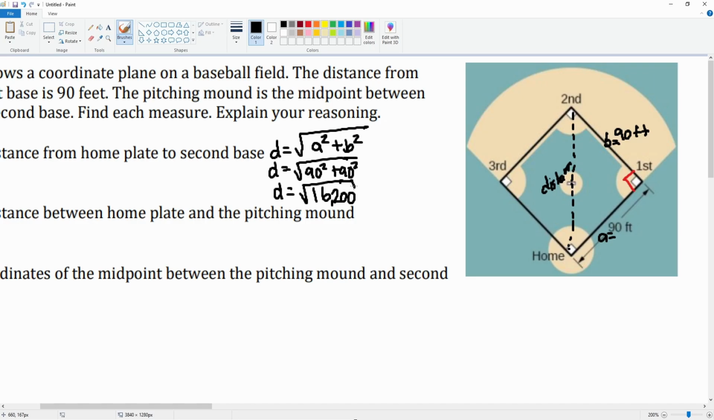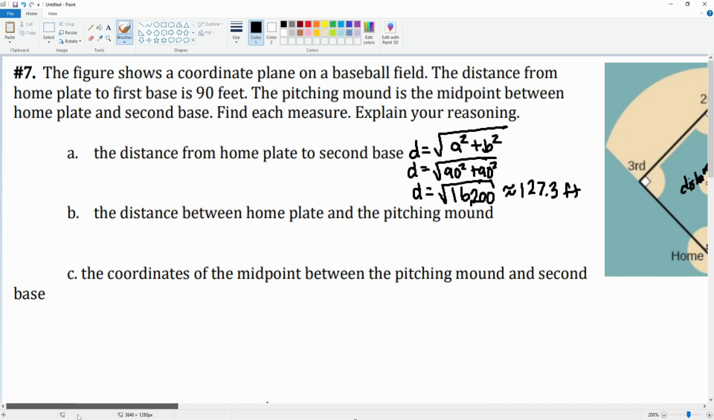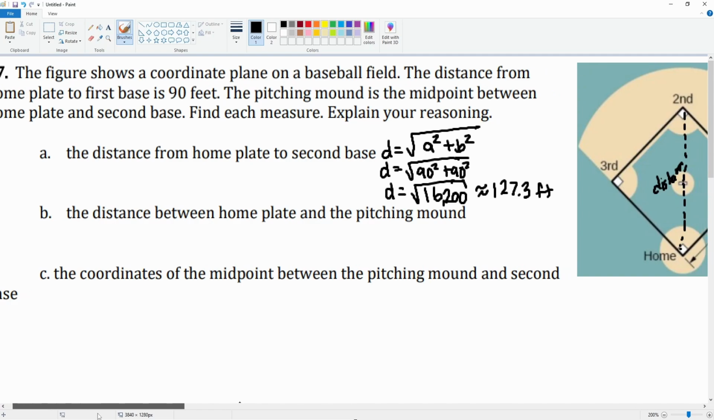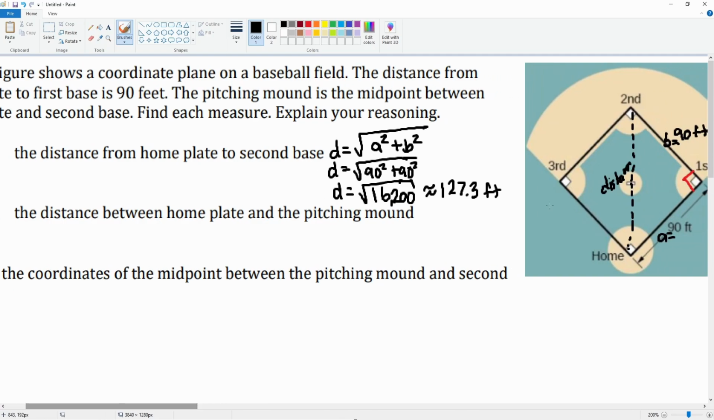Let's see if we can actually take the square root of that. And that is approximately 127.3 feet. That is the distance there. Next, the distance between home plate and the pitching mound.